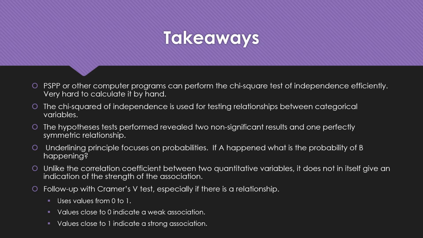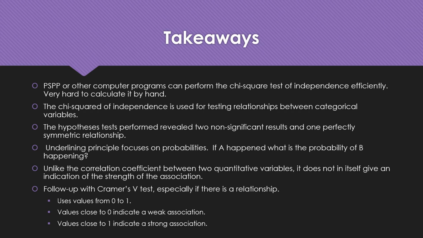The chi-square test of independence is used for testing relationships between categorical variables. Categorical variables are different than quantitative variables. They are things that are labels, such as height and weight. So the tests performed revealed 2 non-significant results and 1 perfectly symmetric result. The underlying principle focuses on probabilities. If A happened, what is the probability of B happening?